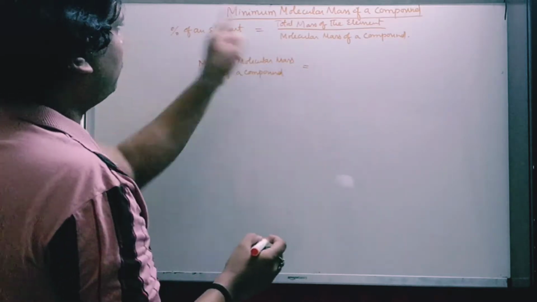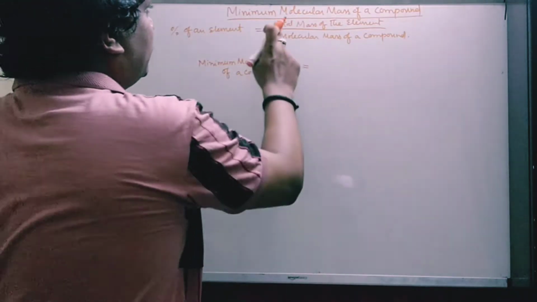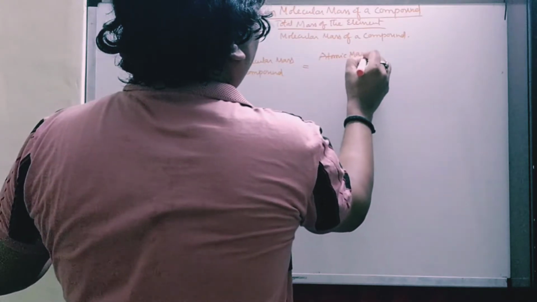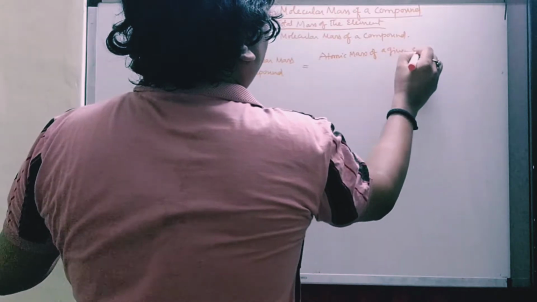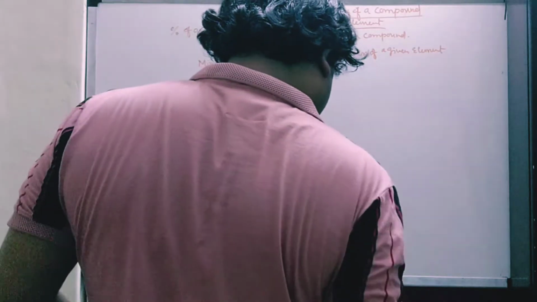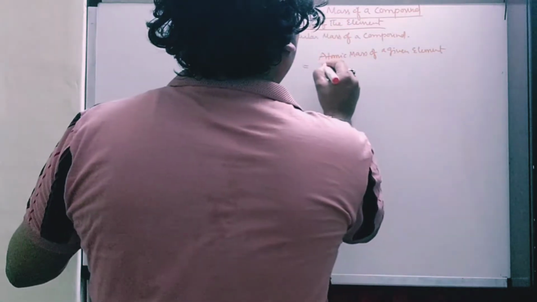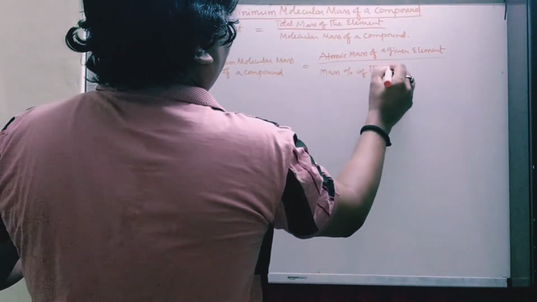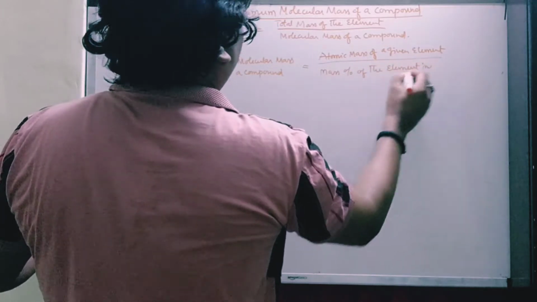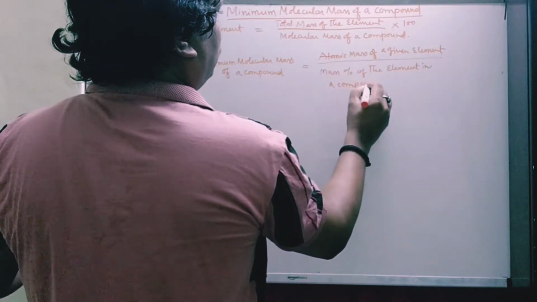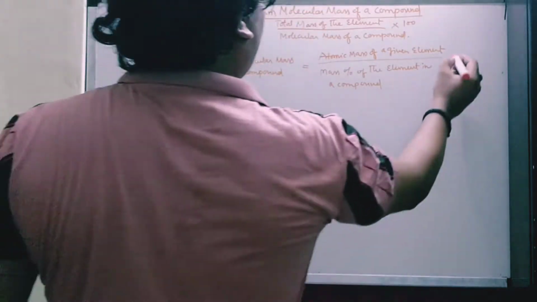I am bringing the molecular mass to this side. So what we get, instead of the total, I am taking the minimum mass of the element, or the atomic mass of the given element, by the mass percentage of the element in the compound, into 100.